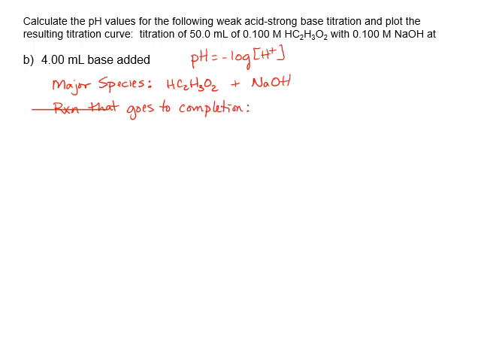Because we're adding a strong base, we see that we're going to have a reaction that will go to completion. The acetic acid will react with the sodium hydroxide. Since we have a strong base, we'll use a single arrow to represent that this reaction goes to completion. We'll form water and sodium acetate.